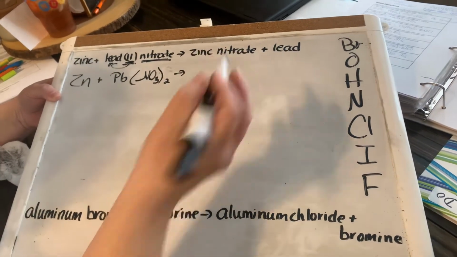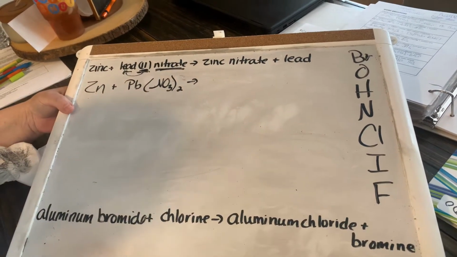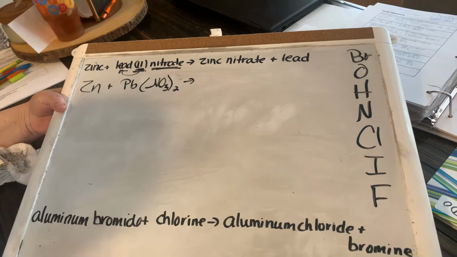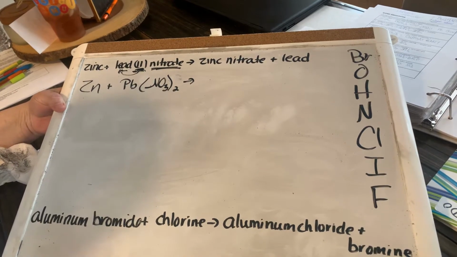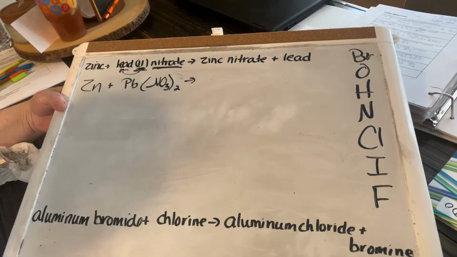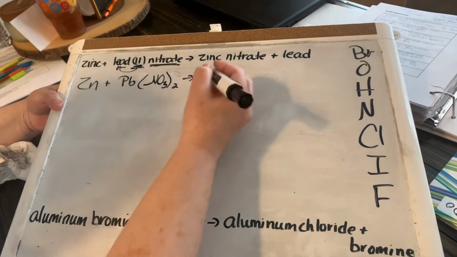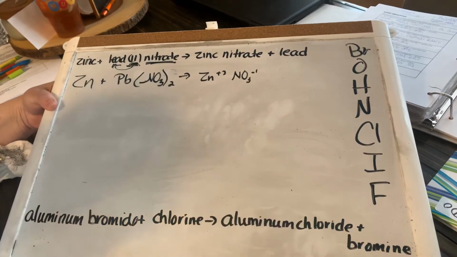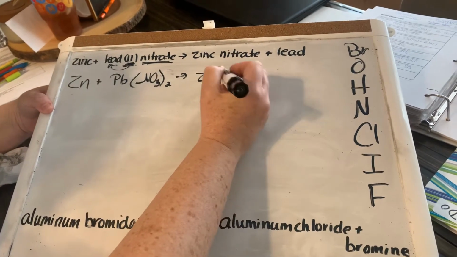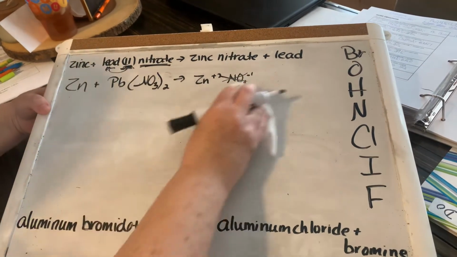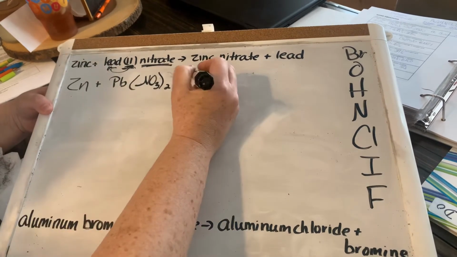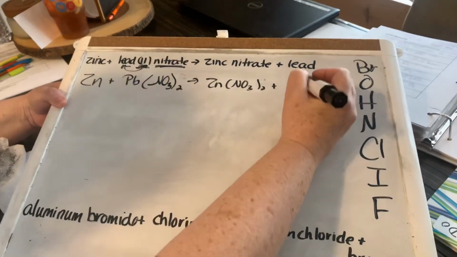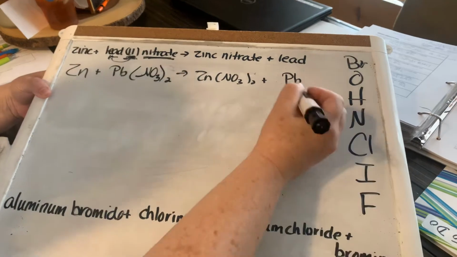Yields zinc nitrate. Zinc is one of those exceptions that's always positive 2 too. If you're not told about a transition metal, if you're not told what its charge is, it's always positive 2. So that means that zinc is plus 2. Again, nitrate is NO3. I know that because I memorized my polyatomic ions. Drop your signs, cross them down. You end up with Zn(NO3)2. Plus lead. Lead by itself is Pb. It's not a Braun-Cliff, so it's just Pb.